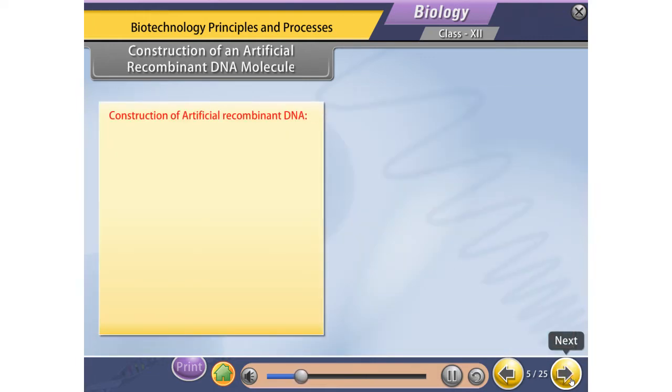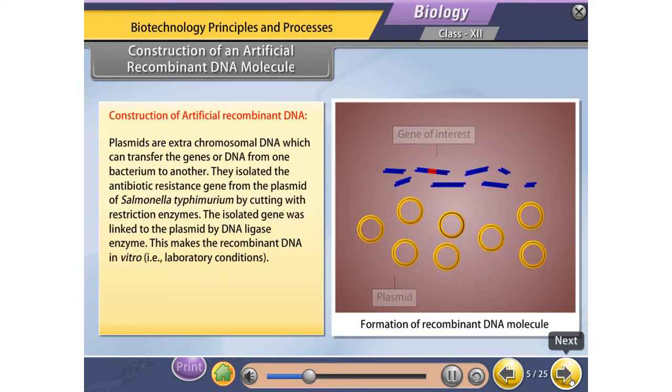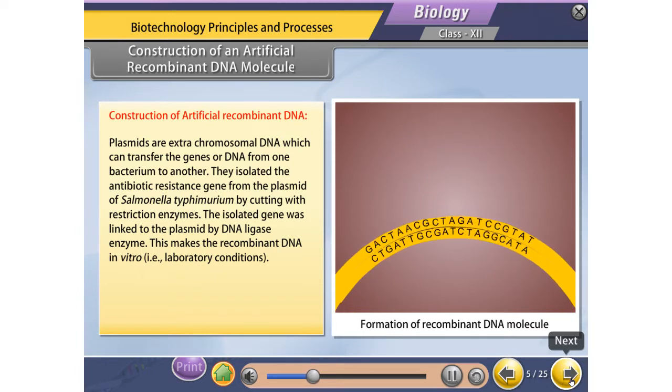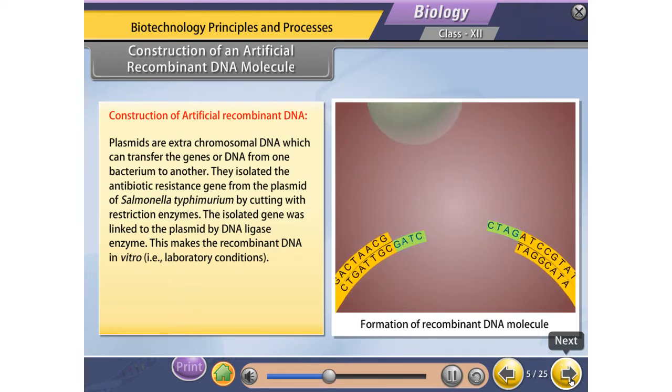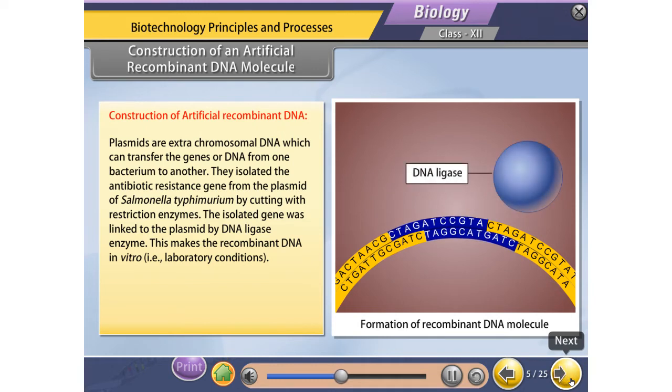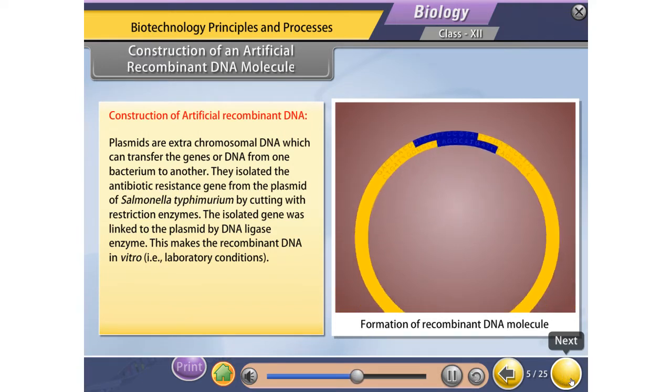Construction of artificial recombinant DNA. Plasmids are extrachromosomal DNA which can transfer genes or DNA from one bacterium to another. They isolated the antibiotic resistance gene from the plasmid of Salmonella typhimurium by cutting with restriction enzymes. The isolated gene was linked to the plasmid by DNA ligase enzyme. This makes the recombinant DNA in vitro, that is, under laboratory conditions.